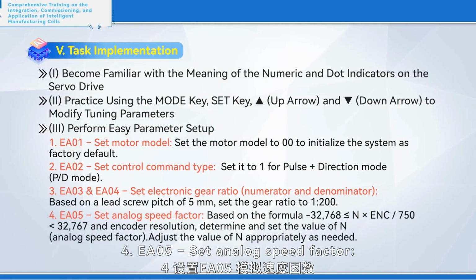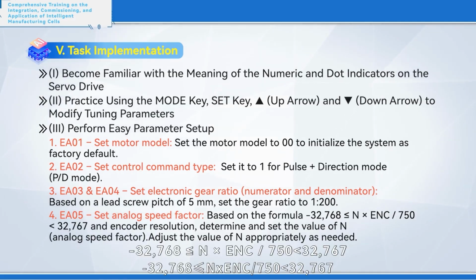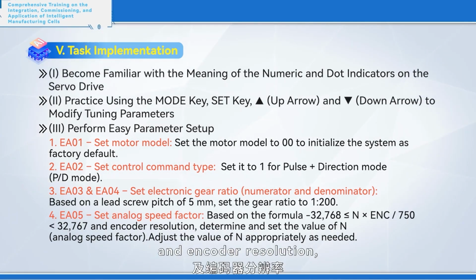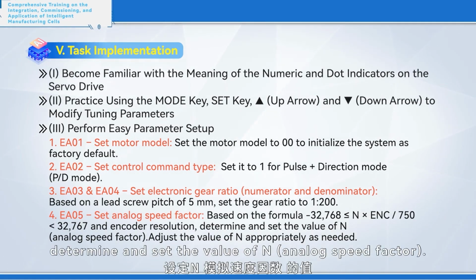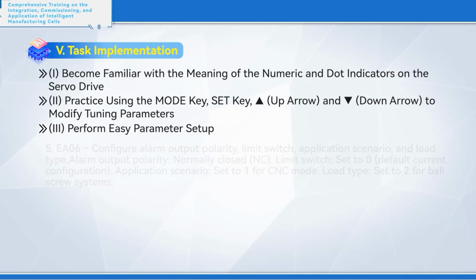4. EA05. Set analog speed factor. Based on the formula, negative 32,768 is less than or equal to n times ENC divided by 750, which is less than 32,767, and encoder resolution. Determine and set the value of n, analog speed factor. Adjust the value of n appropriately as needed.